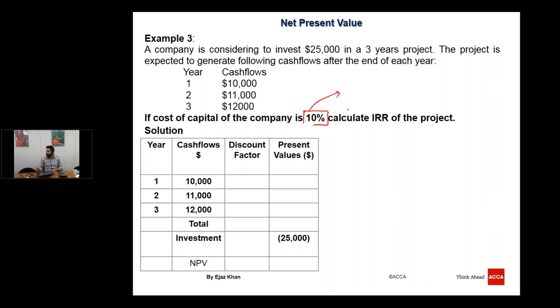I hope everyone is following me at the moment. I just want you to go back to example 3 when we were solving it for NPV, and we solved it for 10% cost of capital. So can I have the NPV for 10%? It's 2198, right?